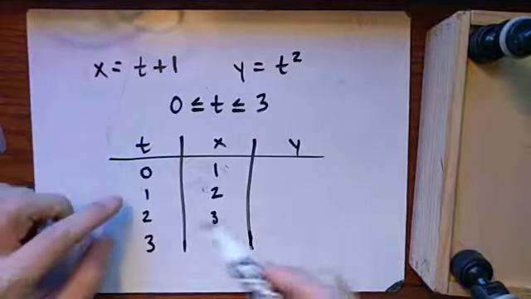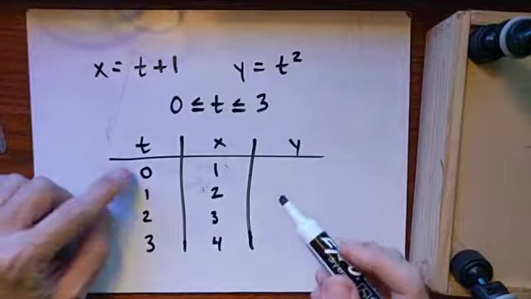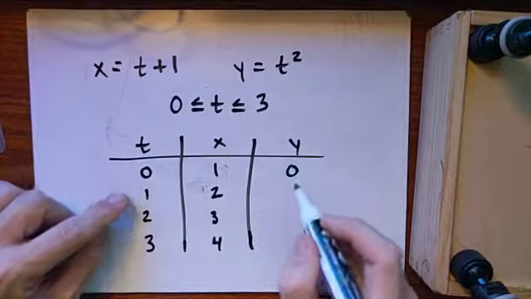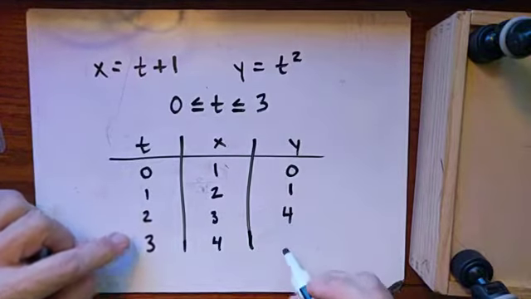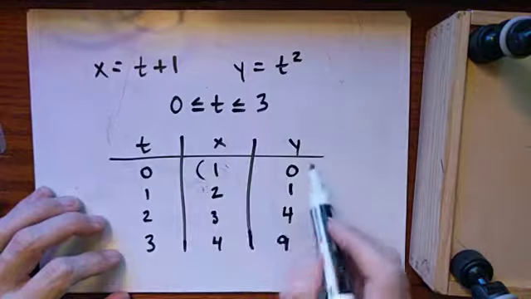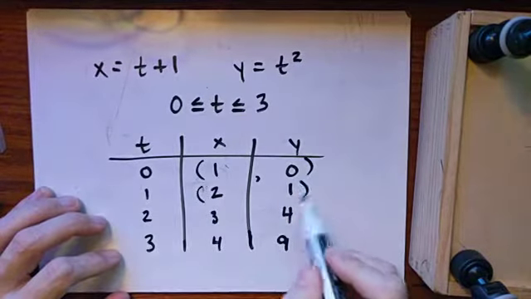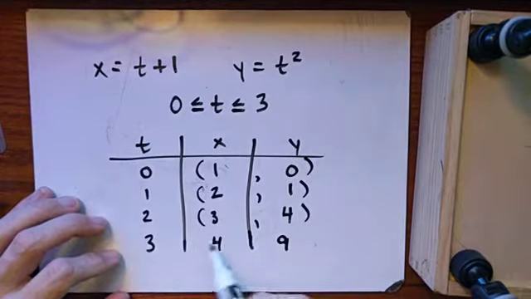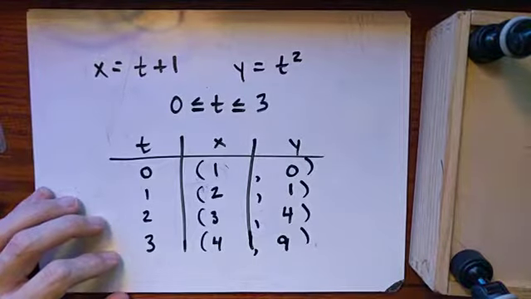All right, to get the y coordinates, we do the same thing. Over here, we have to square all the t's. So we have 0, 1, 4, and 9. And now what we're going to do is take these as ordered pairs and graph them. And then we'll sort of connect the dots.